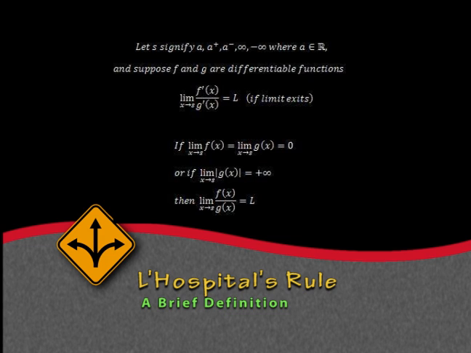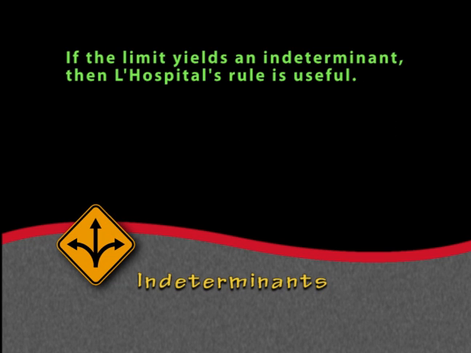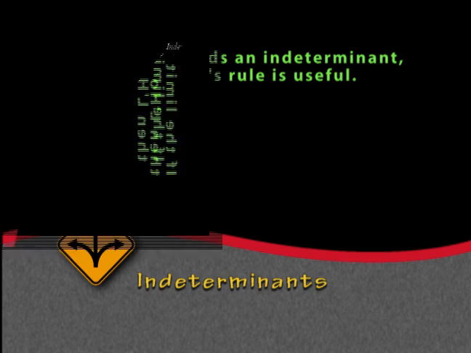If the limit of f of x as x goes to s and the limit of g of x as x goes to s equals 0, or if the limit of the absolute value of g of x as x goes to s is positive infinity, then the limit of f of x divided by g of x also equals L. In other words, if the evaluation of the limit of f of x divided by g of x yields an indeterminate, L'Hopital's rule is useful.